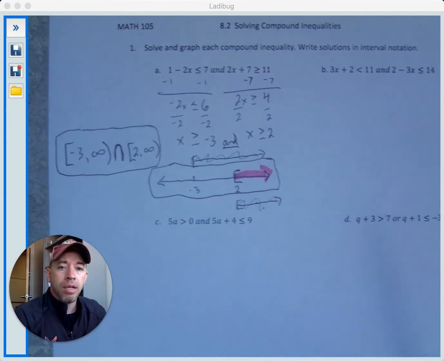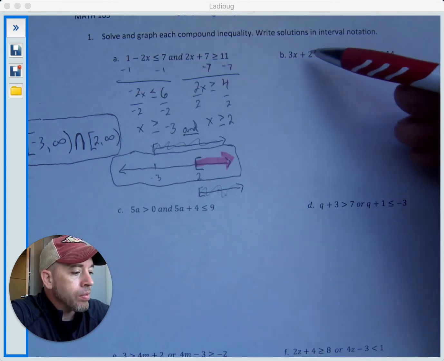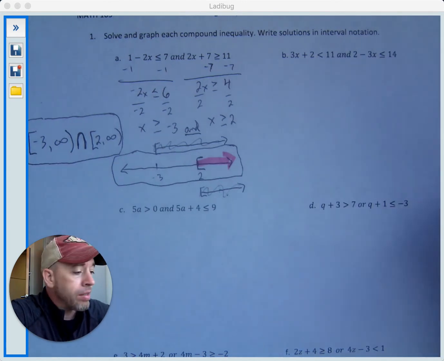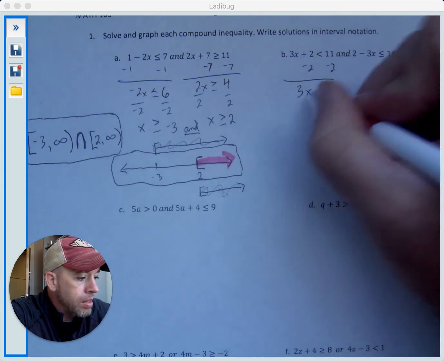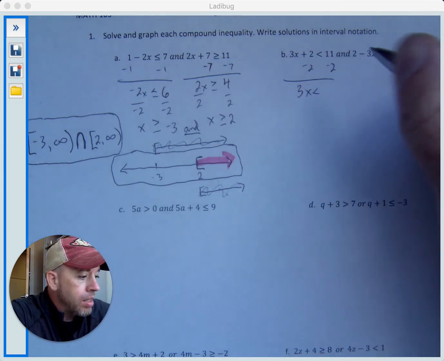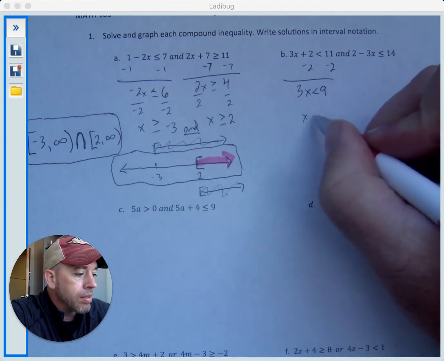Alright, let's look at another example. We're going to solve each separately again. I'm going to subtract 2. I get 3x is less than 9. Divide by 3, x is less than 3, right?